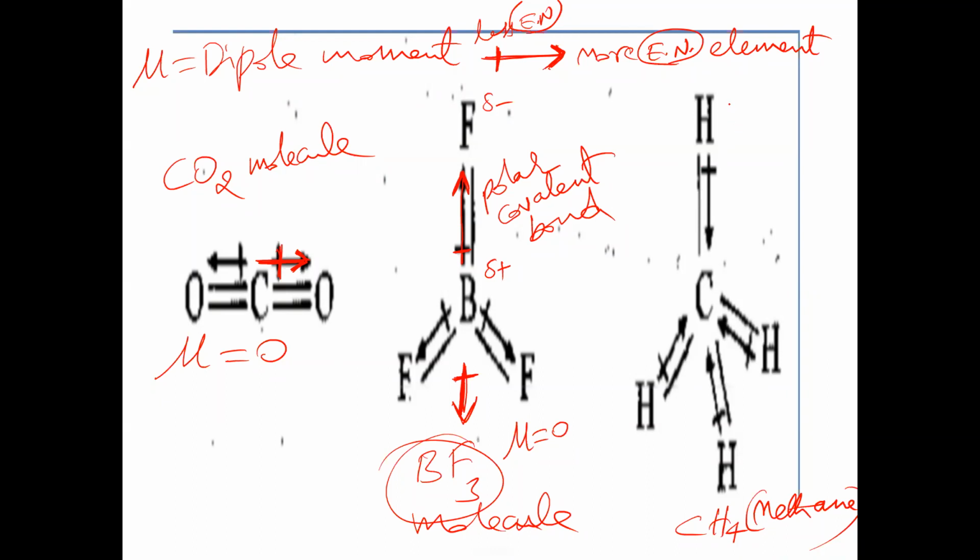Now the electronegativity of hydrogen is 2.1, and the electronegativity of carbon is 2.5. Which is more electronegative? Carbon. Carbon is slightly more electronegative than hydrogen. Now the bond moment should be towards carbon. The head of the crossed arrow is towards carbon. In all these 4 bonds, the bond moment is towards carbon.